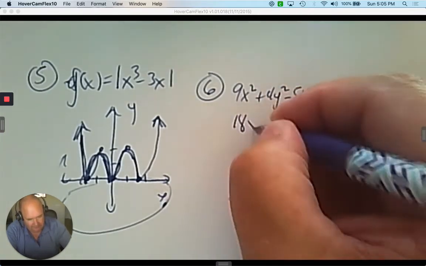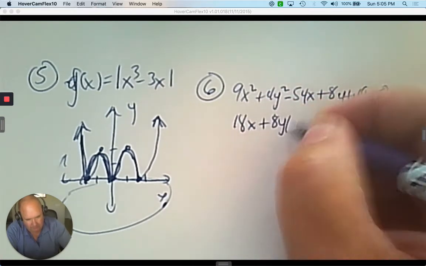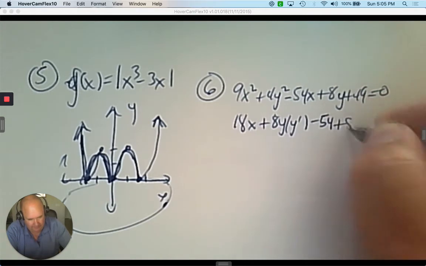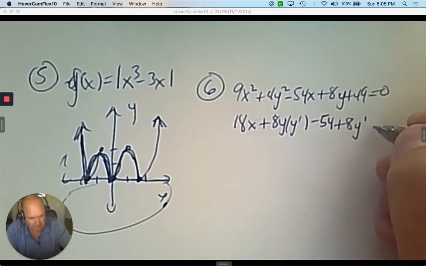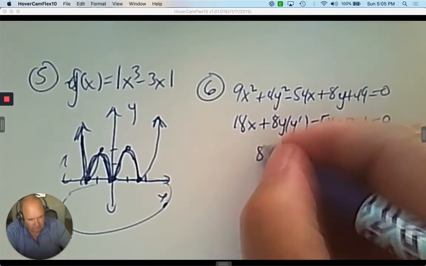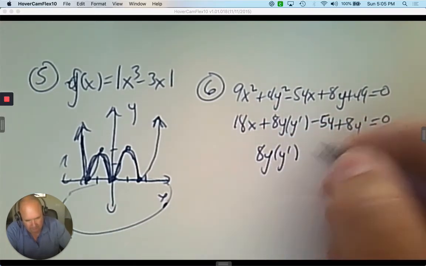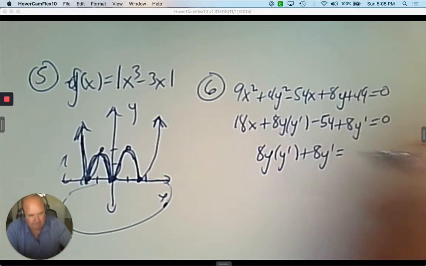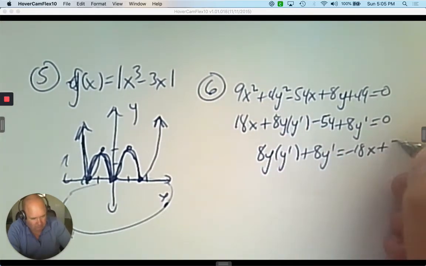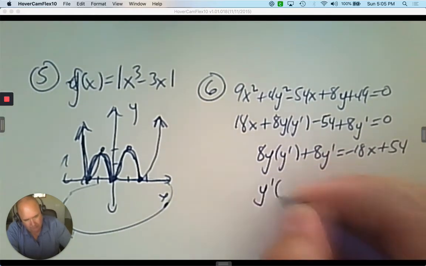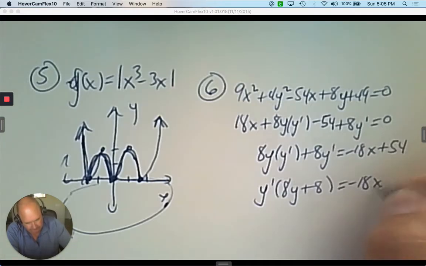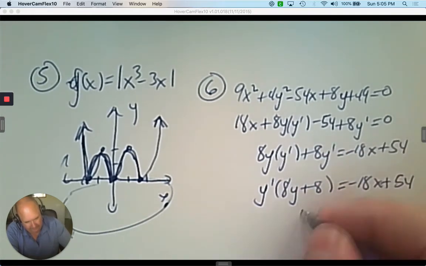So that's 18x. That's 8y, but it needs a y prime. Negative 54. 8, but it needs a y prime. And then the derivative of 49 is 0. So if it has a y prime, it's going to stay. Otherwise, we're going to subtract 18x and add 54. We're going to factor out y prime to get y prime by itself. And then the last step is to divide.